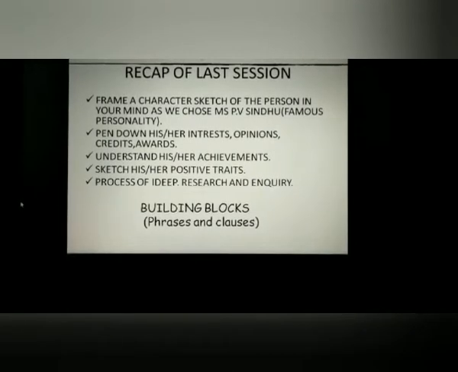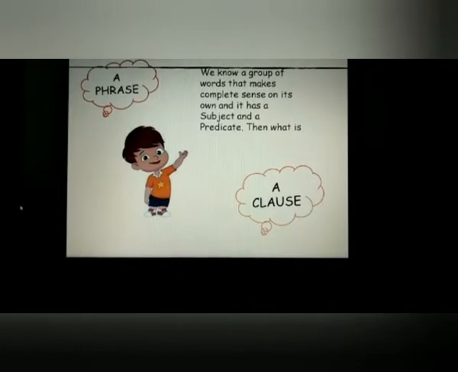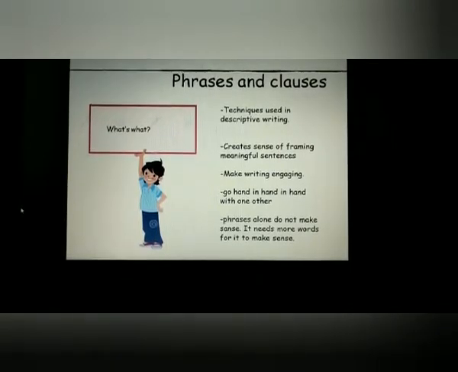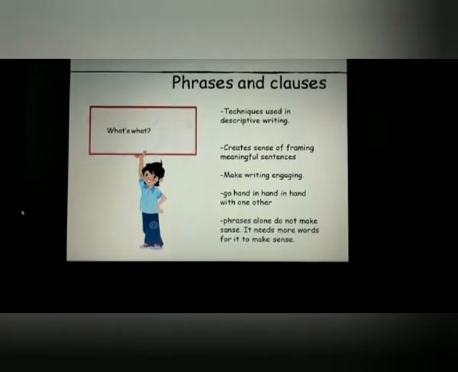So children, today we'll start with phrases and clauses. As you know, what is a sentence? A group of words that makes complete sense on its own, and it has a subject and a predicate. So, what are phrases and clauses? You must be amazed at my work because I have been doing all these drawings. Phrases and clauses are used as a technique in descriptive writing. In the paragraphs that we write, we use phrases and clauses. Both of them go hand in hand with one another.